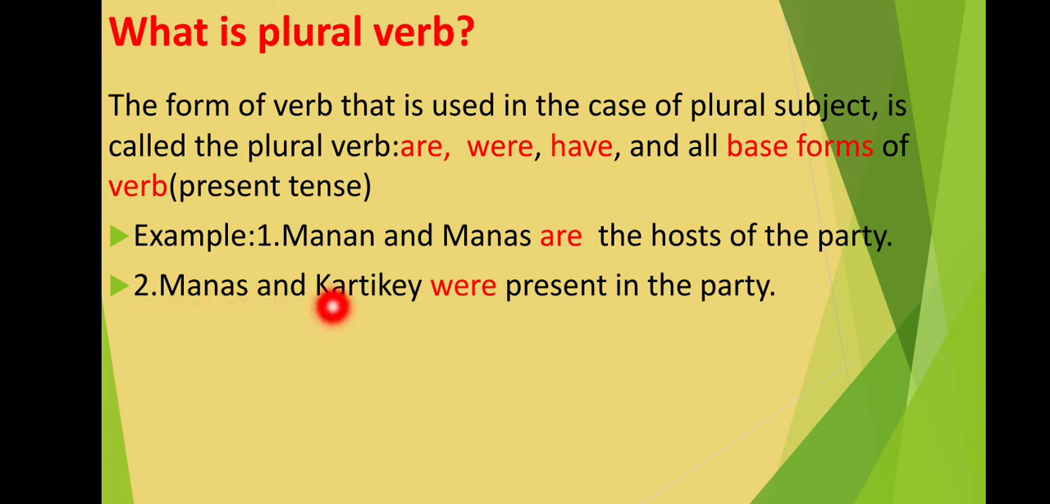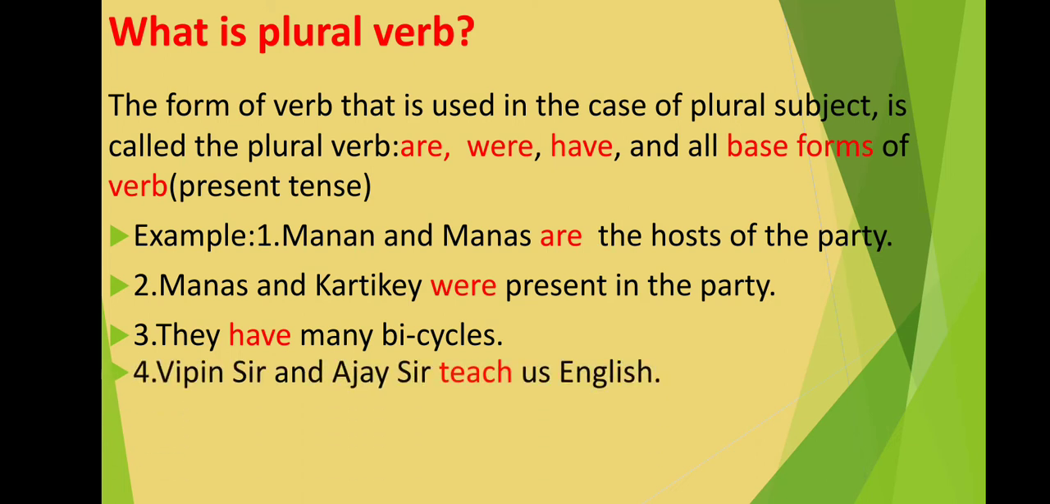Next, Manas and Kartike were present in the party. So Manas and Kartike are plural subjects, so the verb agreed according to the plural subjects, were, is also plural. Next one, third one, they have many bicycles. They are plural subjects. So the verb agreed with the subject is also plural, that is have.